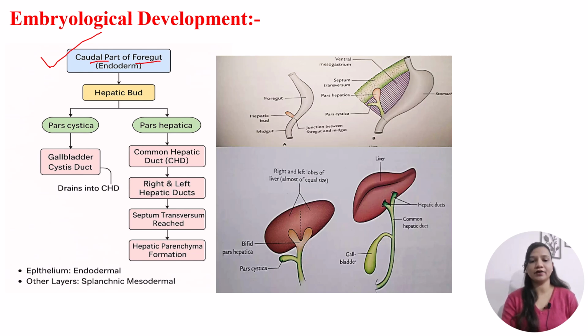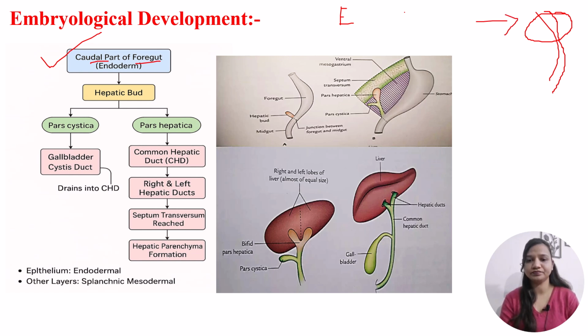Okay, from the endoderm, the primitive gut tube forms. Suppose this is the gut tube. Primitive means primary gut tube. So from the upper part of the gut tube, the upper part is known as foregut.